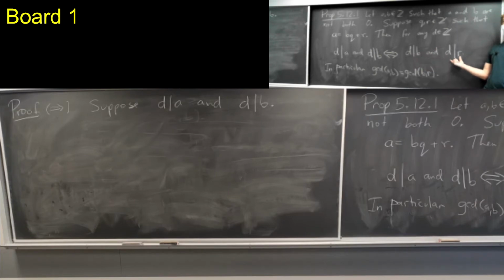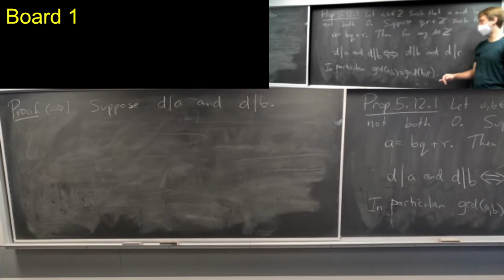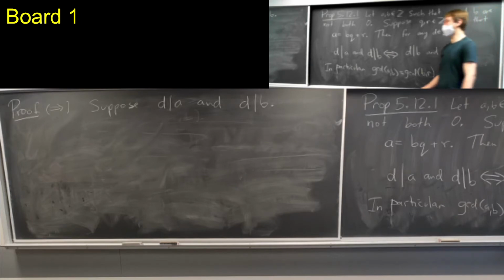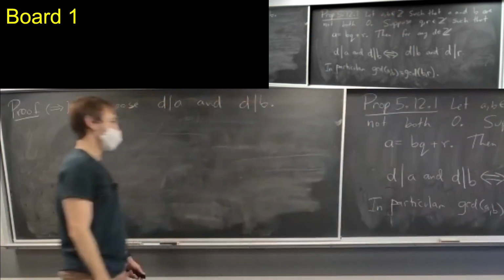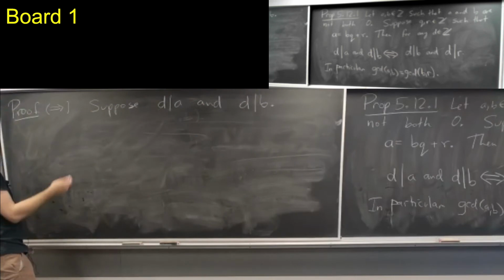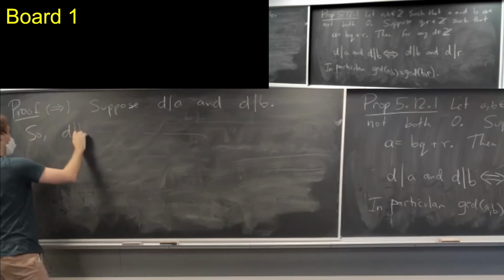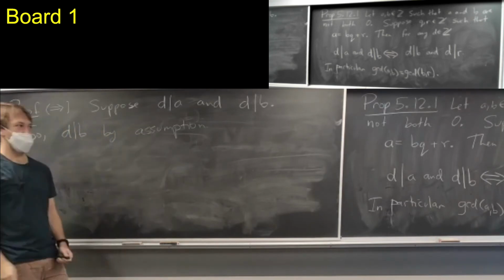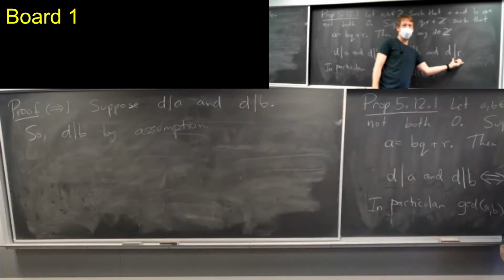Which of these is easier at this point, given my assumption? I'm assuming D divides A and B, and I want to show that it divides B and R. So I want to show two different things. Which one's easier? Yeah, exactly. It is that simple. I'm already saying D divides B, so that's just by assumption. The more interesting part is proving that it divides R.